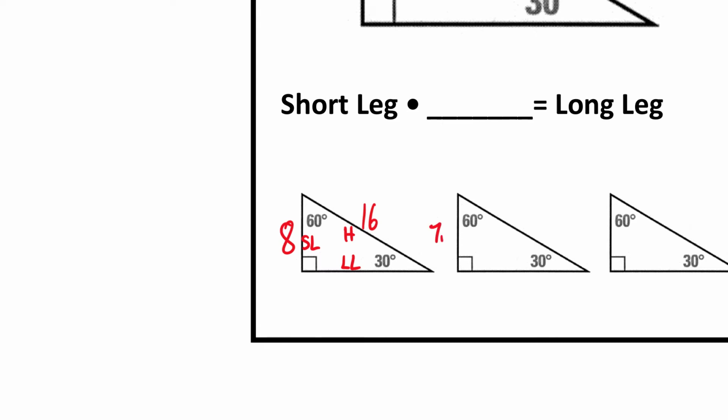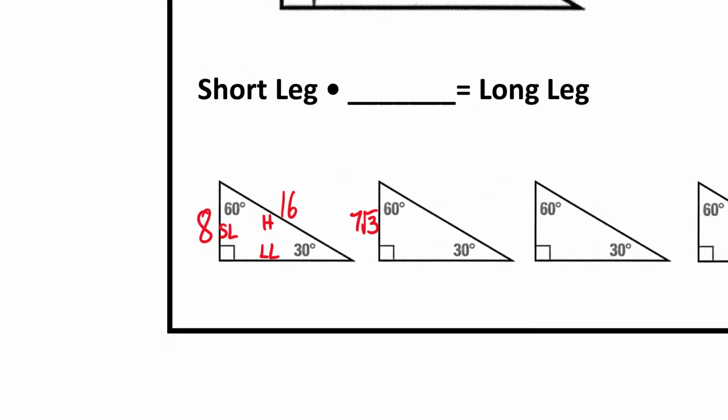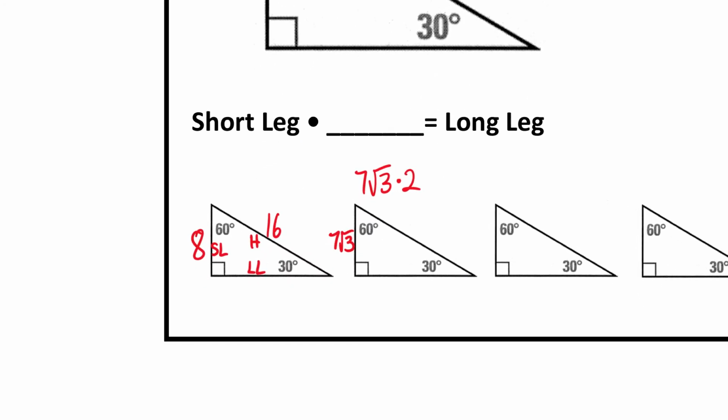Okay, let's say this is 7 square root of 3. Good. So we have 7 square root of 3 times 2. Just following this rule, short leg times 2 tells me the hypotenuse. So I do 7 square root of 3 times 2. And again, good. The 2 gets multiplied to the 7. It does not get multiplied to the 3. So 2 times 7 is 14. It's going to give me 14 square root of 3.